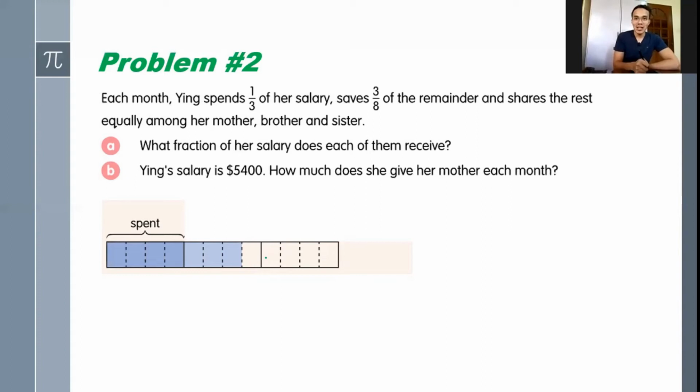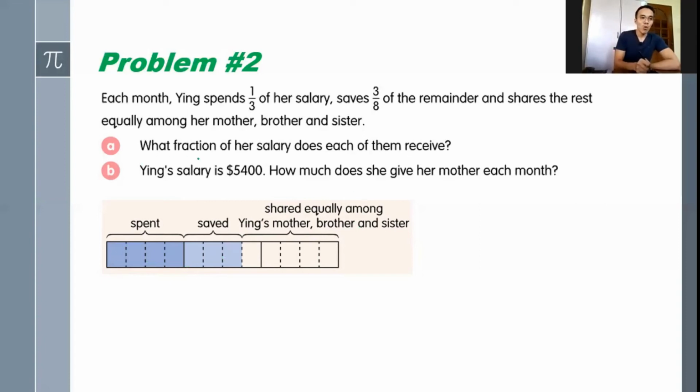We have 8 equal parts and 3 parts were put into the savings. And the remaining 5 parts were shared equally among Ying's mother, brother, and sister. And notice that we also subdivided the other part here into 4 equal parts, because whatever you do in one part, you do the same thing to the rest of the parts.